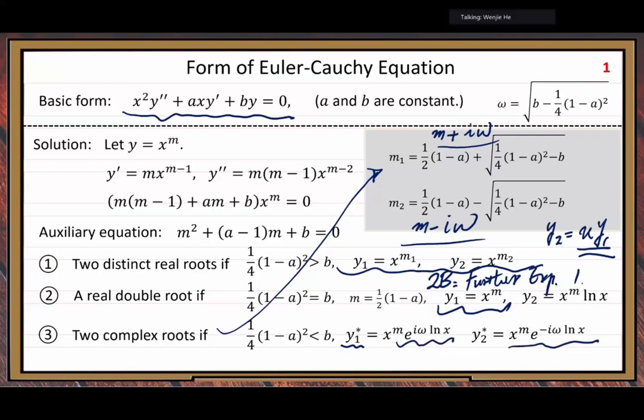Okay? All right. So the final version, i is gone. So Y1, we have this cosine part. Y2, we have the sine part. Here I skip some details.